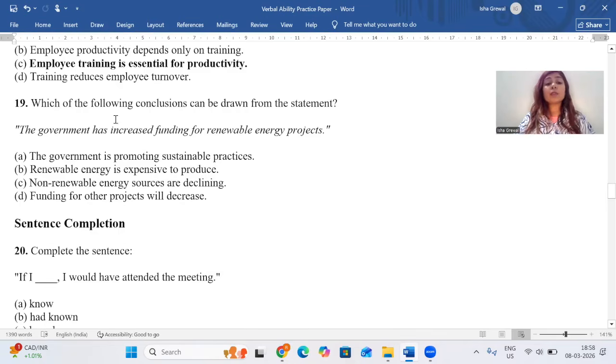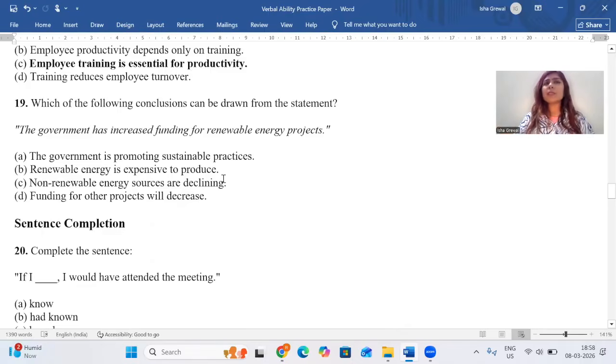19th one. Which of the following conclusions can be drawn from the statement? The government has increased funding for renewable energy projects. The sentence is saying that the government has increased the funding, the money that they are using for renewable energy projects. That is the statement. The government is promoting sustainable practices. Okay, because they have increased the funding, so obviously they are promoting sustainable practices.